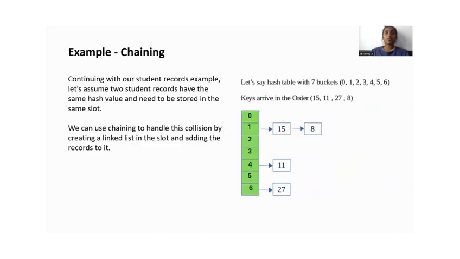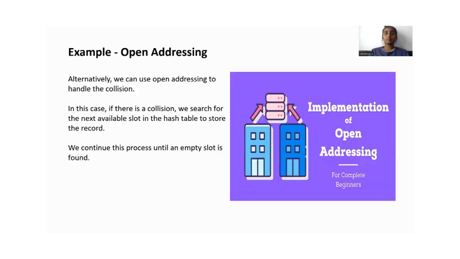Example, chaining. Continuing with the student record example, let's assume two student records have the same hash value and need to be stored in the same slot. We can use chaining to handle this collision by creating a linked list in a slot and adding the records to it. Example of open addressing. Alternatively, we can use open addressing to handle the collision. In this case, if there is a collision, we search for the next available slot in the hash table to store the record. We continue this process until an empty slot is found.